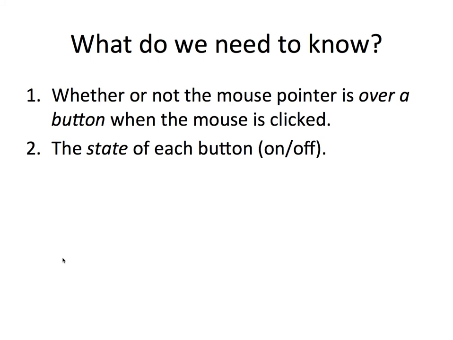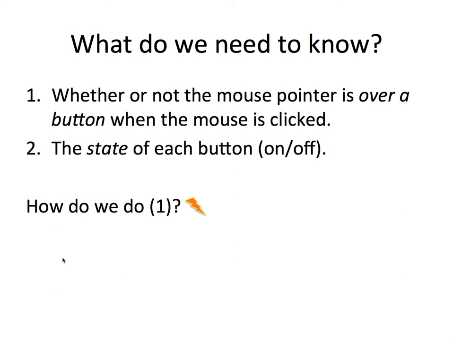Well, in order to make a decision about each button, we need to know whether or not the mouse pointer is over it when the mouse is clicked. And for each button, we need to know its state, either on or off. And we also need to know the size of a button and so on in order to lay them out properly on the screen. But these are the two most important things. But the hardest part is doing the first one, detecting whether or not the mouse pointer is over a button.